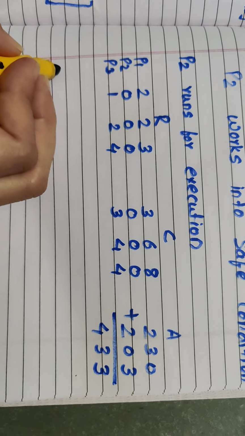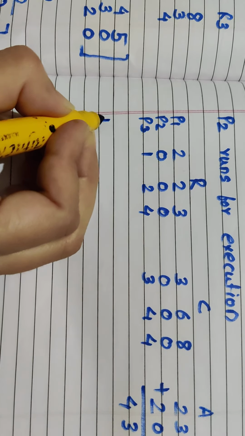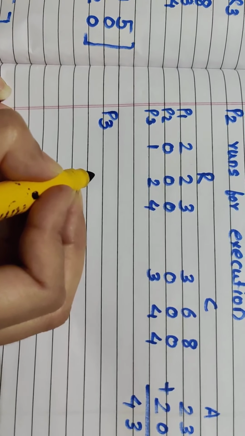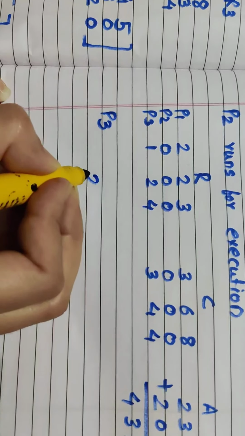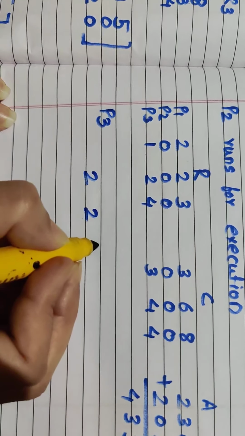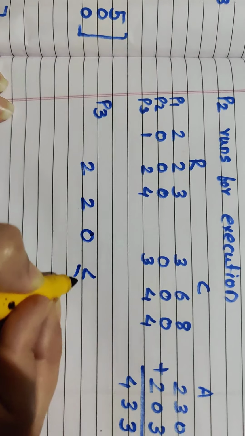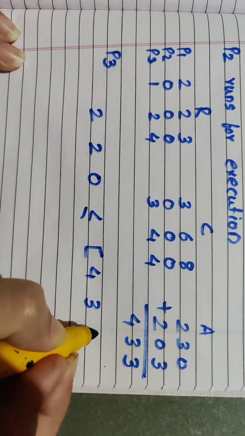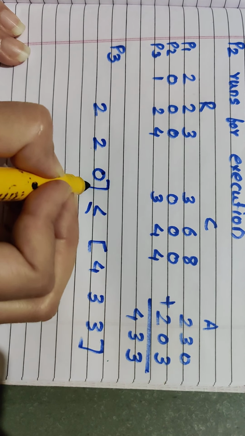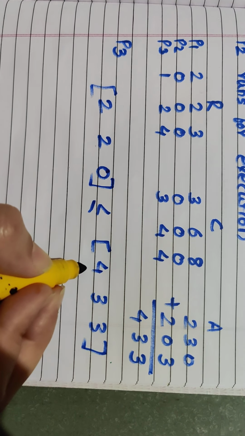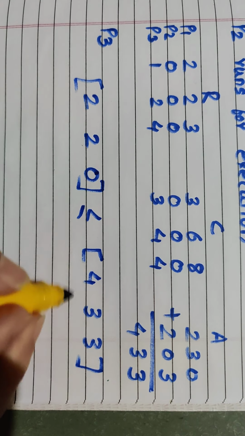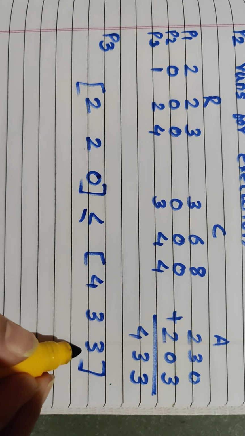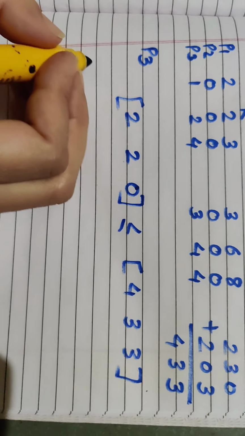So now we'll check the next, P3. For P3 we have to check the need matrix, that is 2, 2, 0, is less than or equal to the available matrix, which is nothing but 4, 3, 3. So we have to check this. 2 less than or equal to 4, yes. 2 less than or equal to 3, yes. 0 less than or equal to 3, yes. So P3 will do its execution.